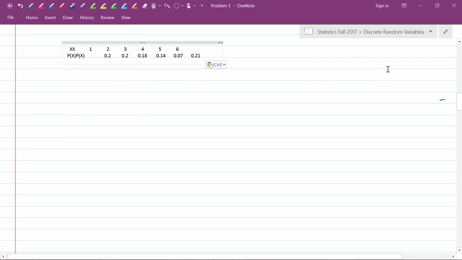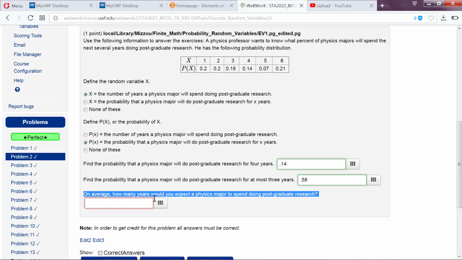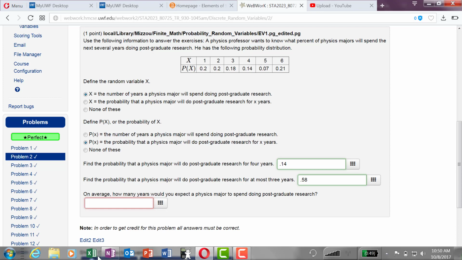There we go. So the question again says, so on average, how many years would you expect a physics major to spend doing postgraduate research? Alrighty, so how many years would you expect? The key word is this word expect. Remember, when we talk about the average number of years somebody's doing something, we can say, what is the expected value? What is the average number, or what is the mean? All of those words, expect or expected, mean, and average, all have the same meaning. It means we want to know the average of what's occurring.